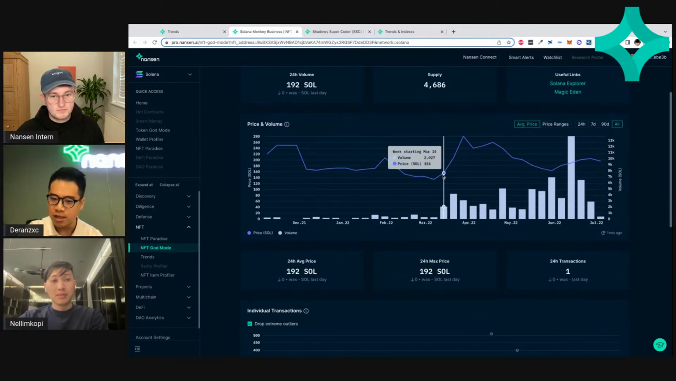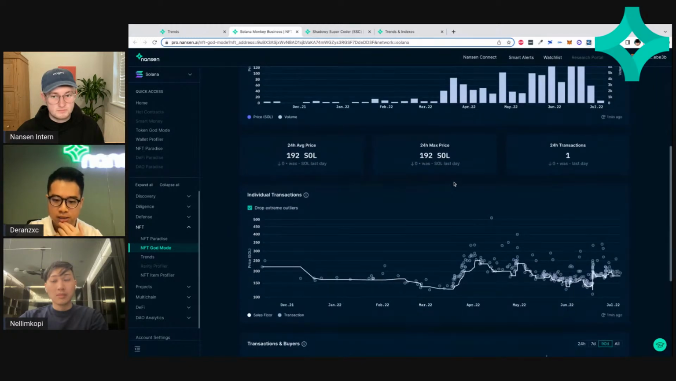If you were to use the normal explorers, it'd be very, very difficult to do. But it's something that is a bit more straightforward in Nansen.